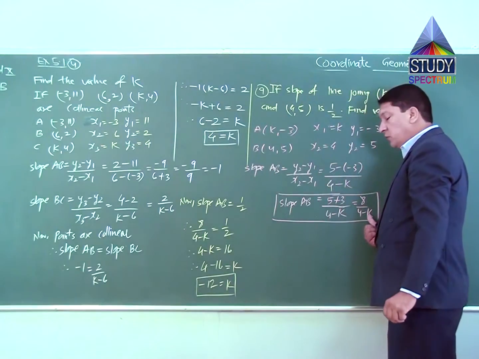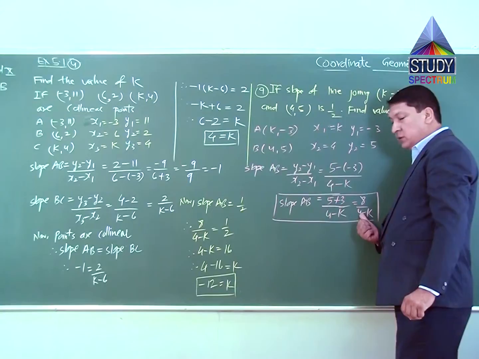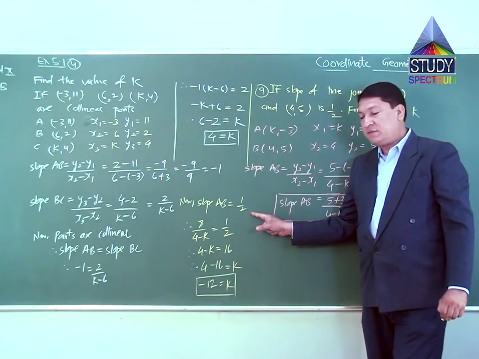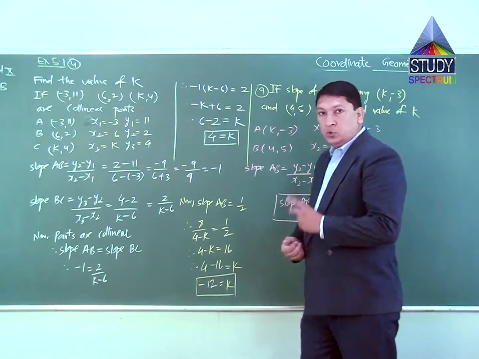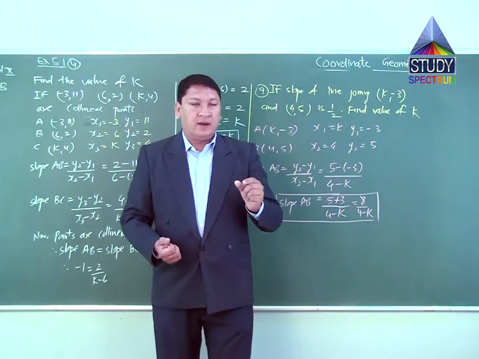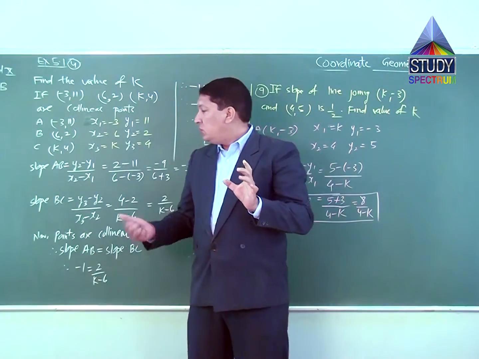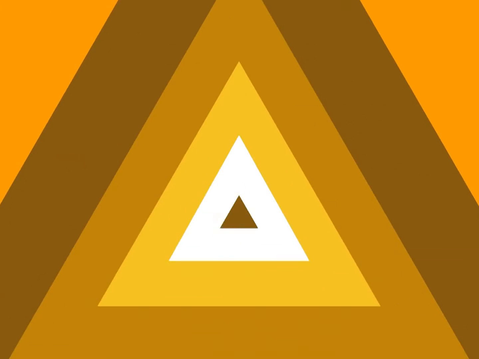Now, if you substitute value of k as minus 12 over here, so this becomes plus 12, 12 plus 4, 16, 8 upon 16 is 1 upon 2. That is what value of slope AB is given to us, 1 upon 2. Two types of sums we have done, where an unknown value is given in a question. That time, using slope concept, you can find out that unknown value.